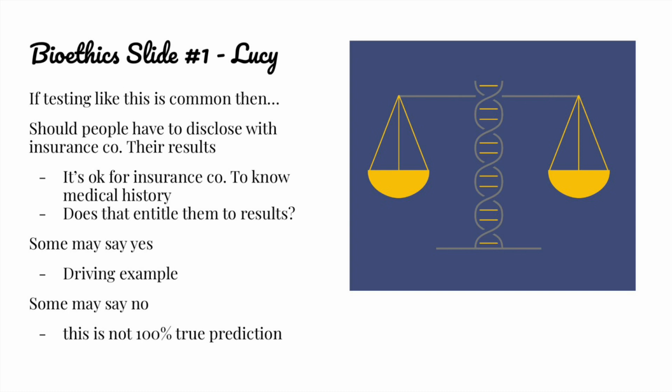In the same way that insurance companies can know about previous driving infractions or history with car crashes and less medical examples like that, they should be able to know about a client's history in terms of medicine and predictions for their future. But some may say no because these predictions are not 100% accurate and are only based on genetics that might not 100% play out.